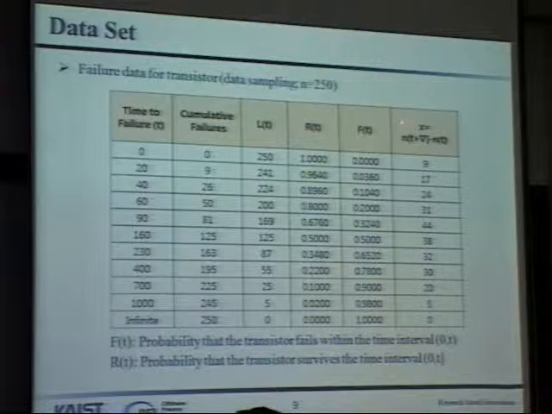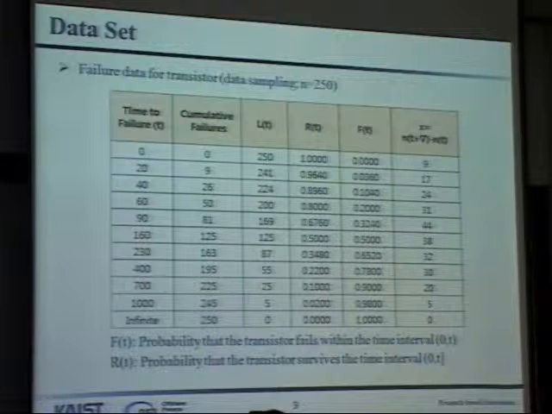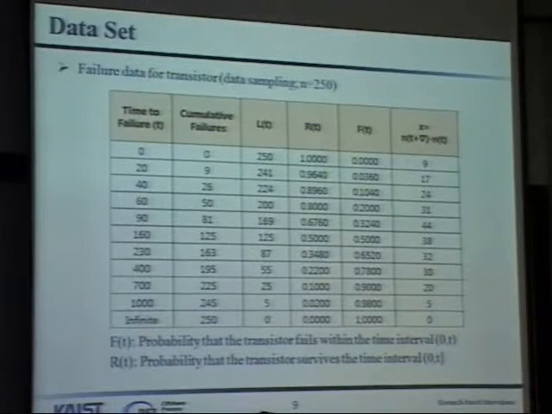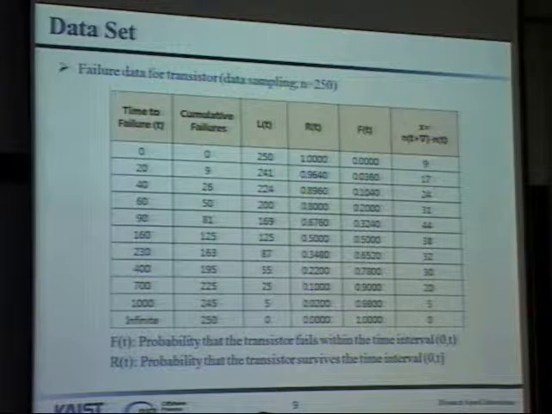In here, Ft, a large Ft, means the probability that the transistor fails within the time interval from 0 to t. And large Rt stands for the probability that the transistor survives the time interval from 0 to t. And Lt is the number of transistors that survive within the time interval. And now, plotting the Ft and Rt.